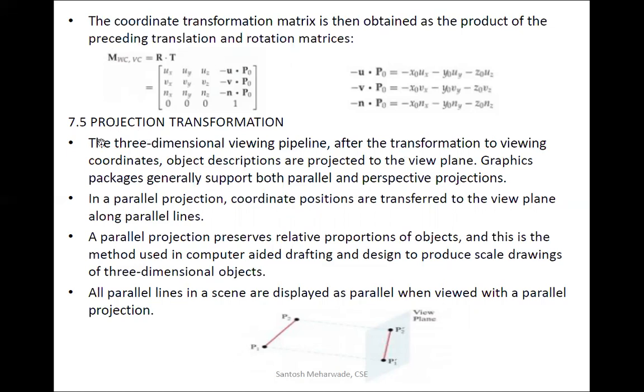So next one, projection transformation. In the projection transformation, in the three-dimensional viewing pipeline, after the transformation to viewing coordinates, object descriptions are projected to the view plane. Once you're done with this operation, whatever the image of that object is will be projected on our view plane or projection plane.